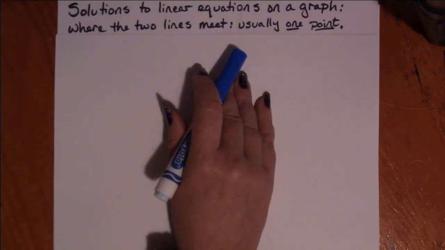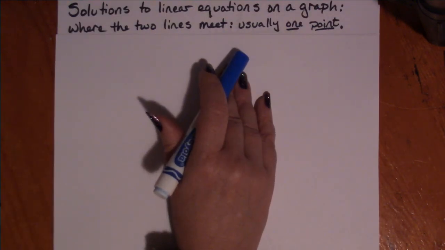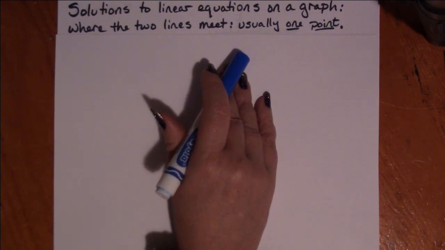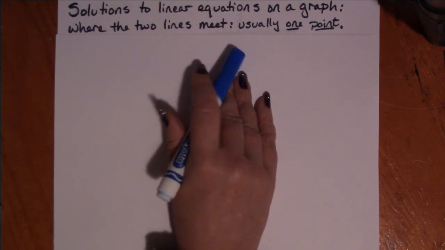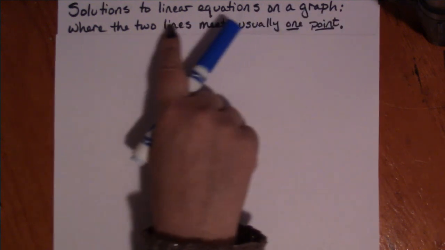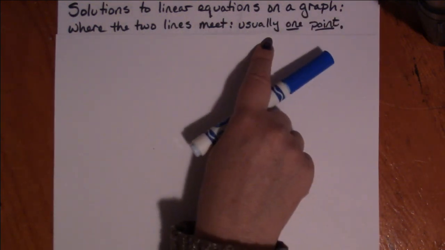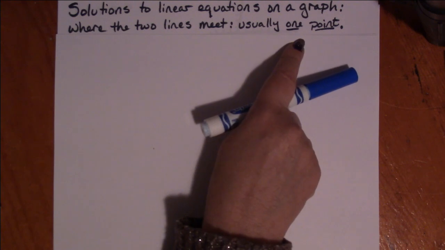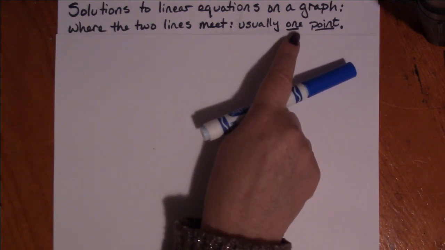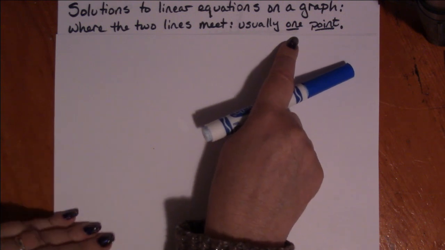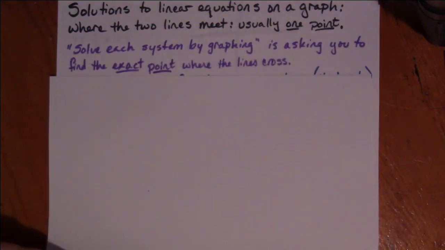The next section asks you to find your solutions to linear equations on a graph. And what we're doing is we're graphing both of the lines, and where the two lines meet, usually this is in one point, and that's the solution. The ordered pair that you're looking for is that one point.